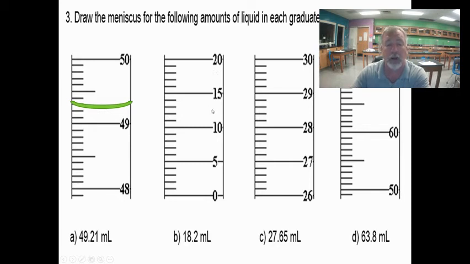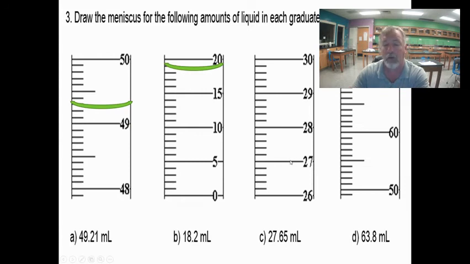18.2 for our next one. We have 5 milliliters. We have 5 tick marks. So each tick mark is 1 milliliter. We're at 18. So 15, 16, 17, 18. So we're just a little bit above that 18 tick mark. Let's draw our meniscus there. Again, look at the bottom of the meniscus to do your measurement.